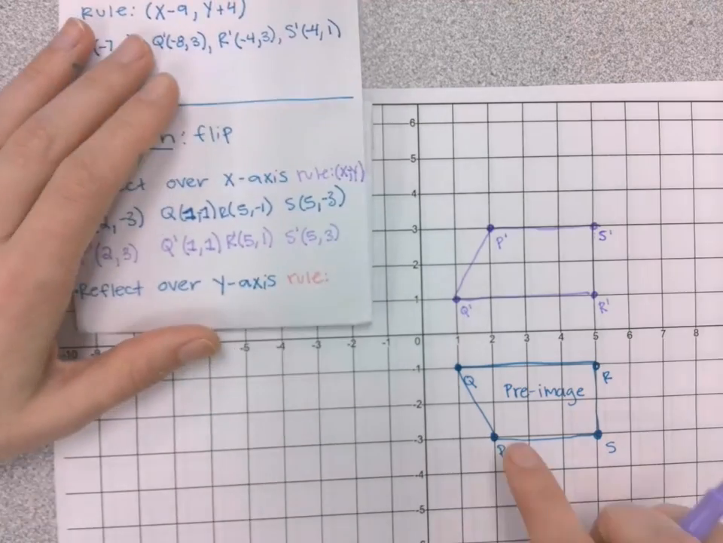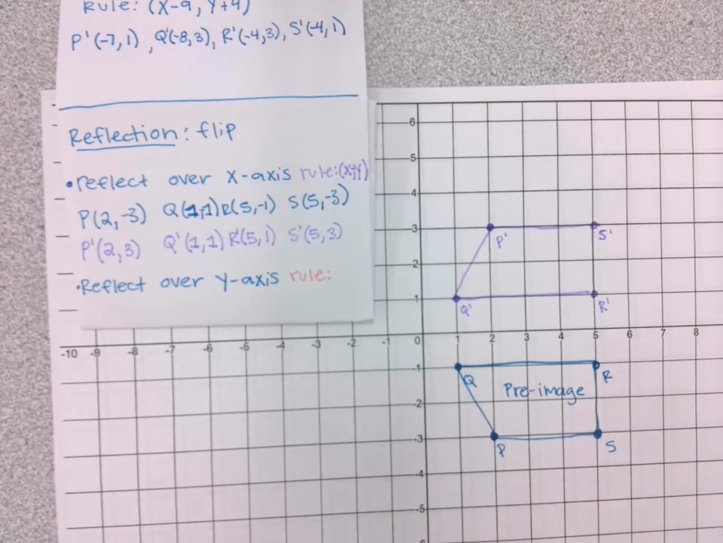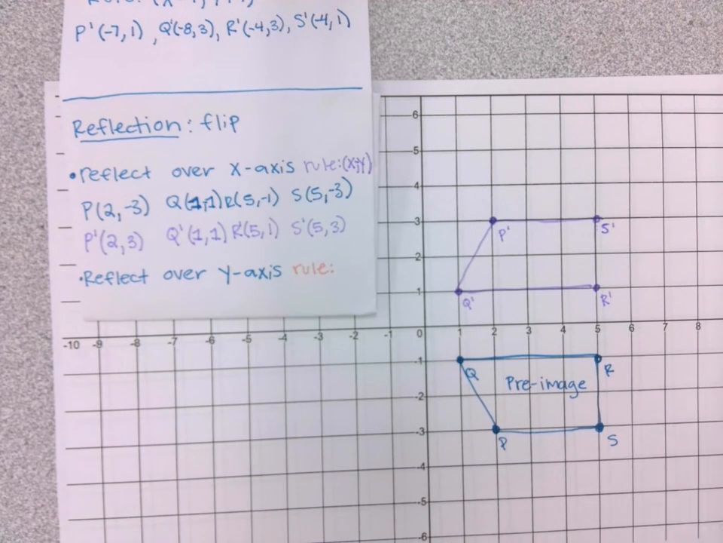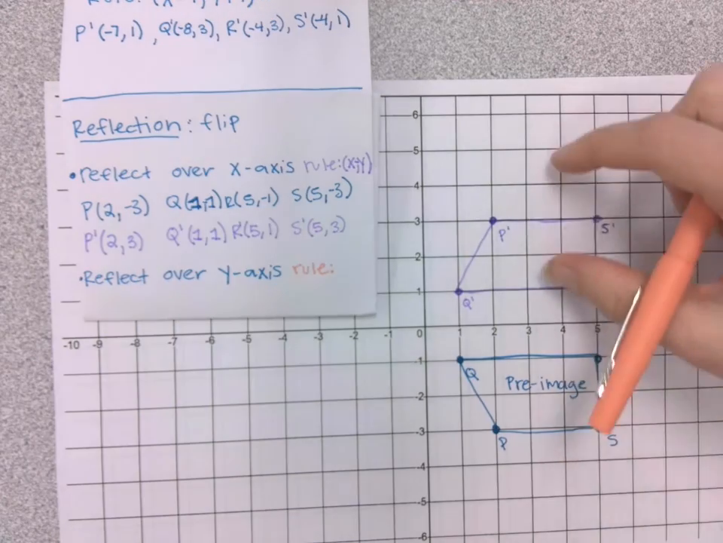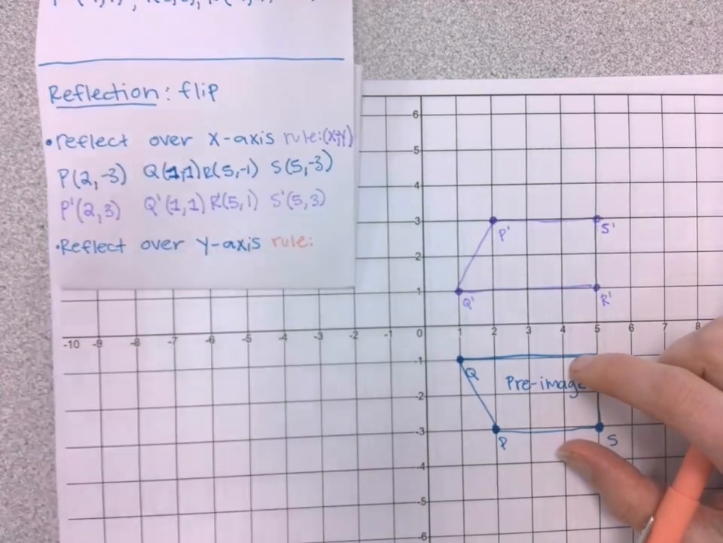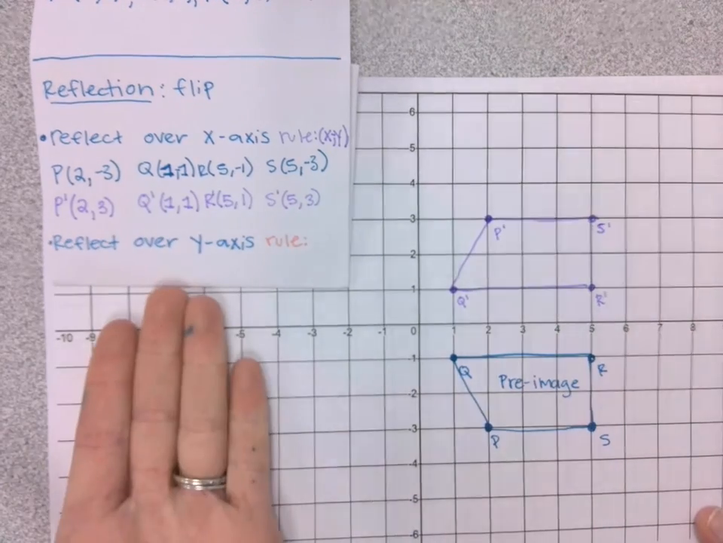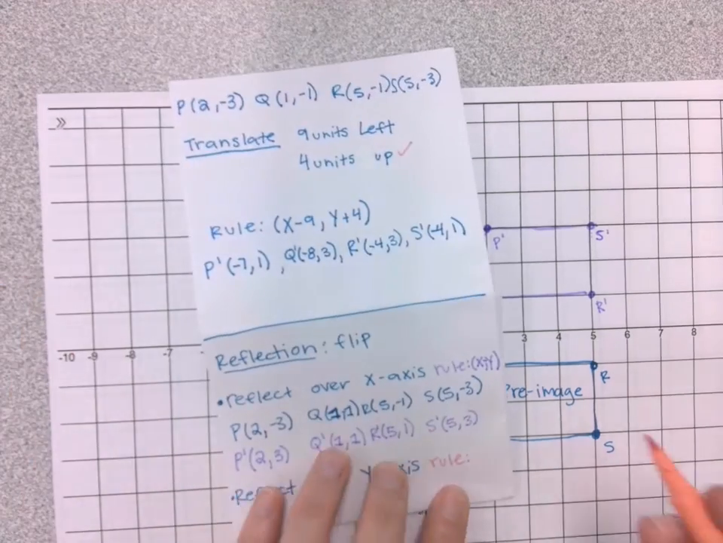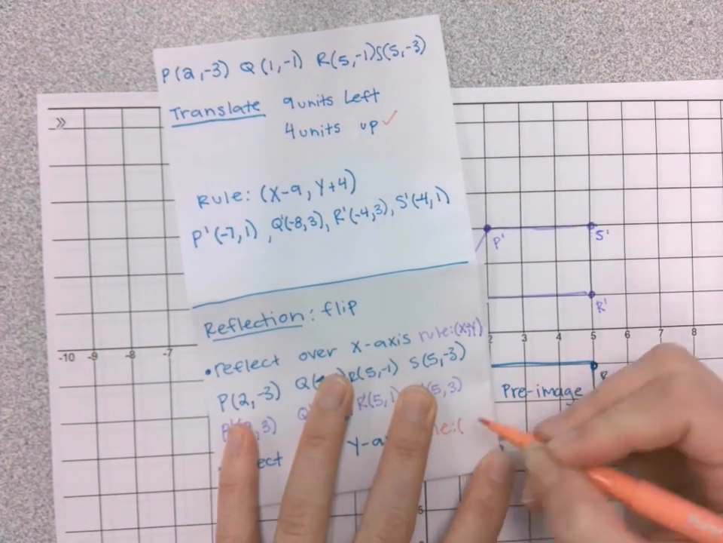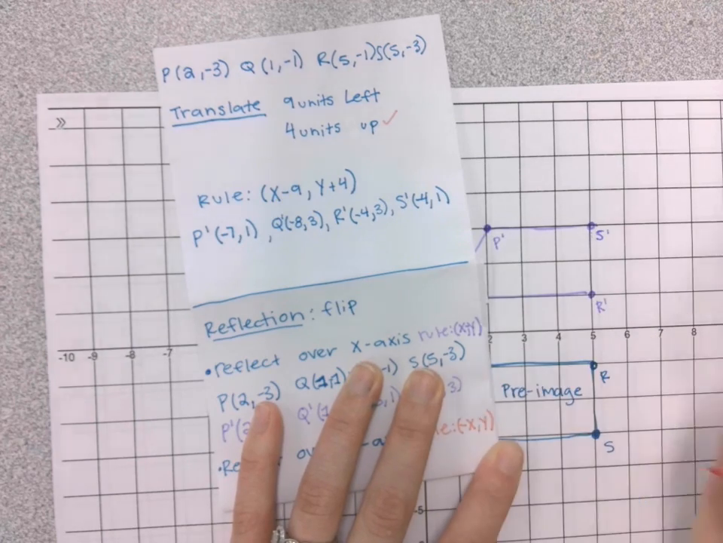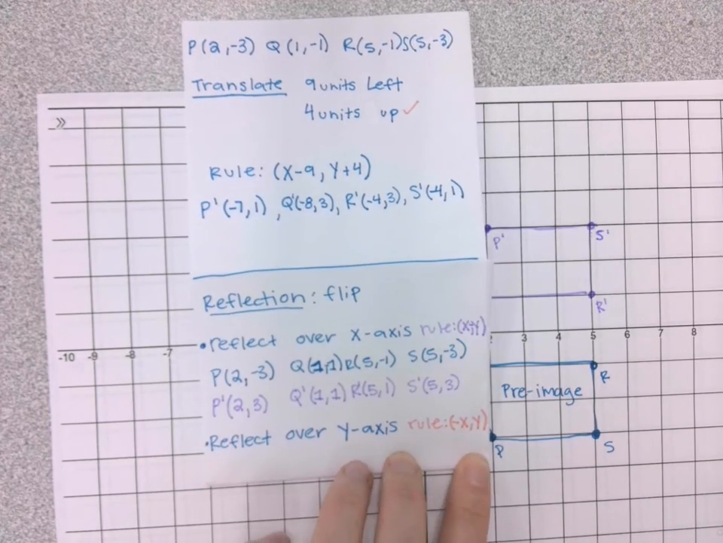Okay, so now let's look at this pre-image and let's flip it over the y-axis. When we do this, the height of the image does not change. Therefore, the y value stays the same. But notice when you flip it, the x values will now be negative, so they are opposite. Therefore, our rule is the opposite for x and y stays the same.